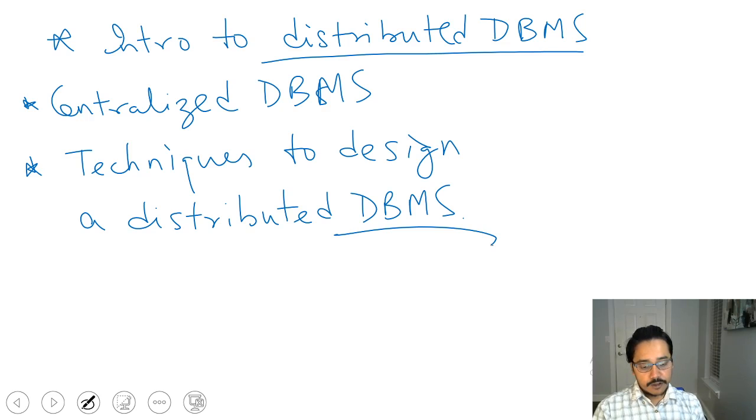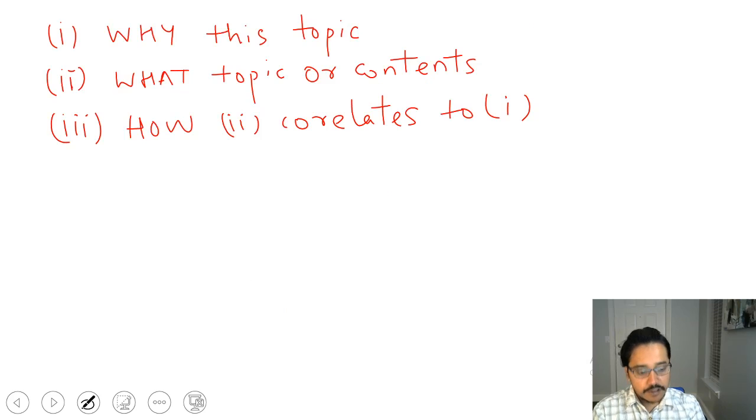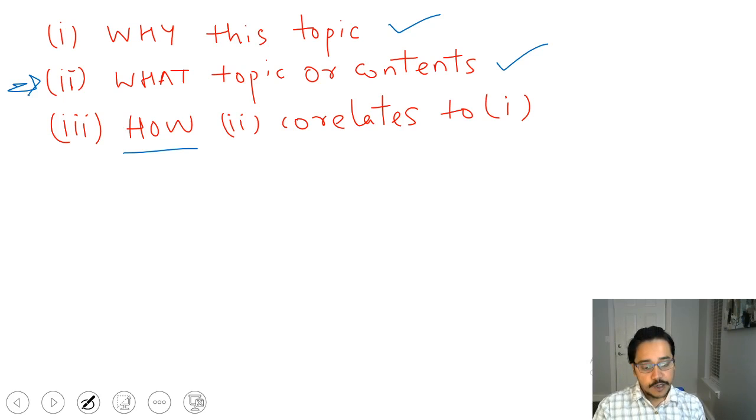So finally, to look at the third point: when we started, we talked about why we are learning this subject, right? And then what are the topics or contents that we are going to cover, right? And then finally, the last point, which we have discussed in the second point as well, is how the topics that we are going to learn correlate to the first point, which is the importance of learning about database design, implementation, and management.